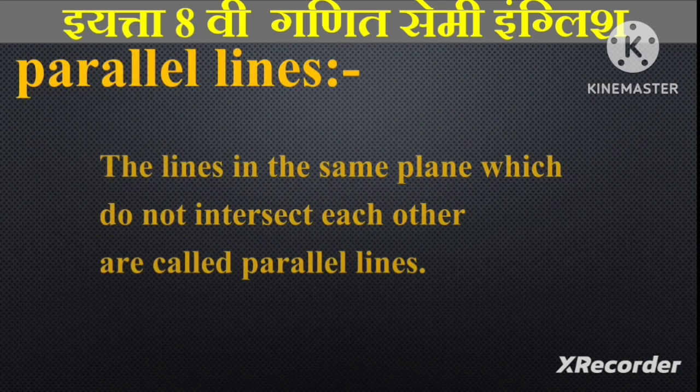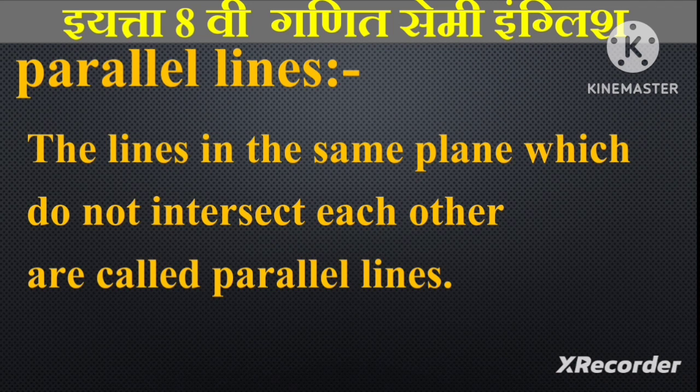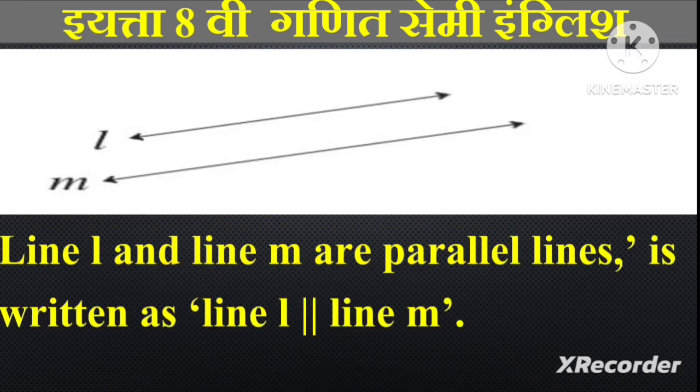Parallel lines. The lines in the same plane which do not intersect each other are called parallel lines. In the given figure, line L and line M are parallel lines, which is written as line L parallel line M.